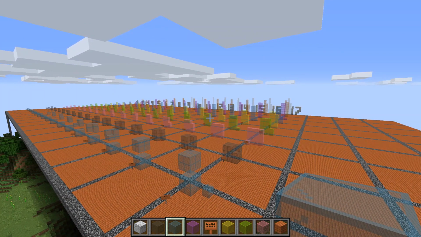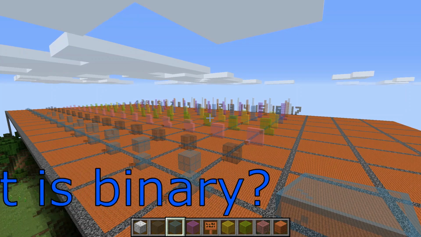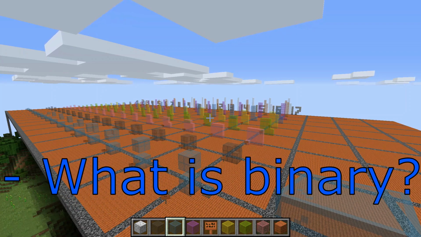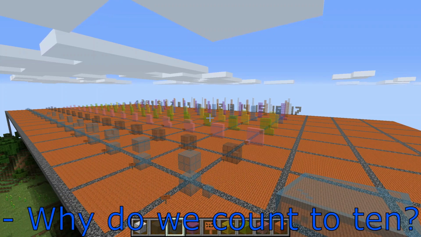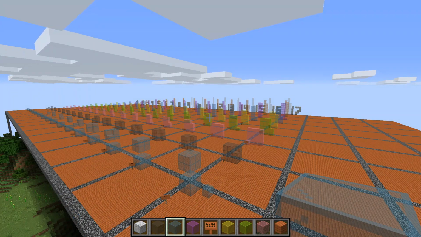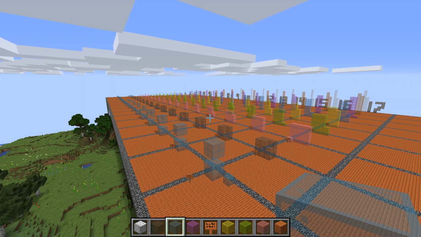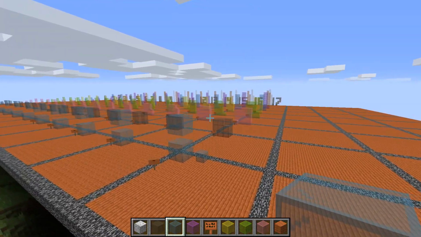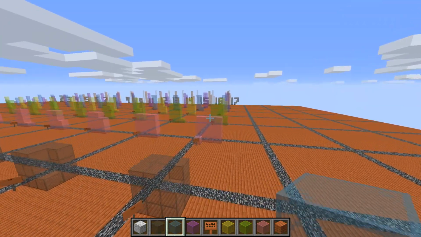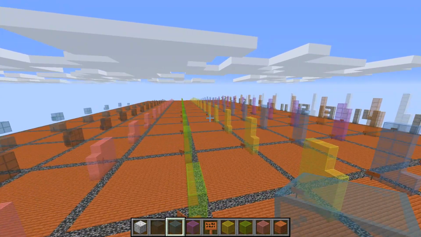I want to teach you all about number systems today. You may have heard of something called binary and asked yourself, what is binary? Or you may have wondered, why do we count to 10? It doesn't have to be that way. I want to use this visual to help you understand why we count to 10 and how that works and some alternatives. It's kind of cool. It's kind of pretty looking if you look through here. I'm just going to fly around so you can check it out.